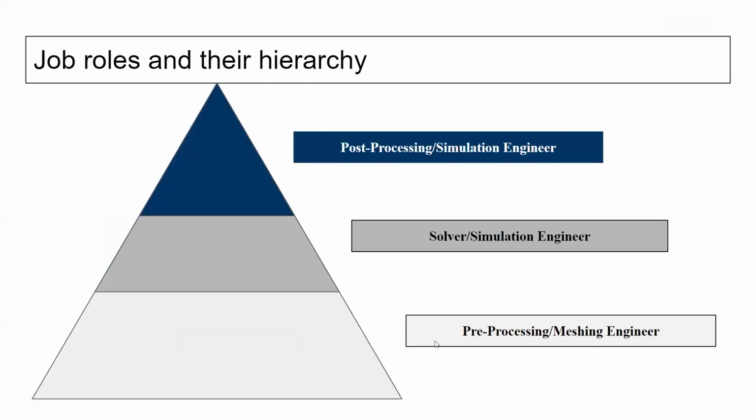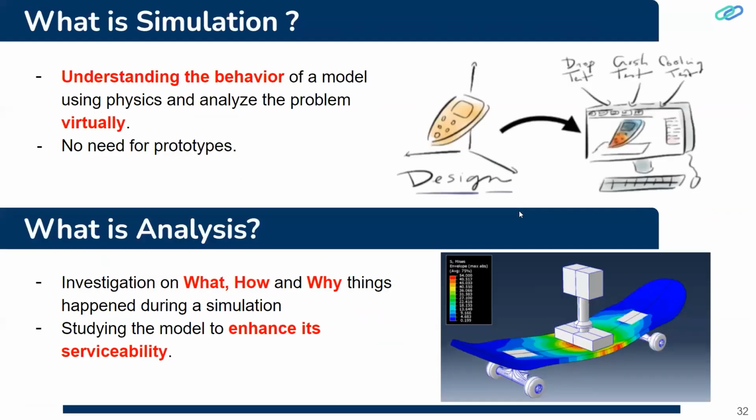So, job roles and hierarchies. This is where a pre-processing engineer is, and then the next level is solving engineer, and then the next level is post-processing or simulation engineer. Now we talked about simulation, sir. So what exactly is simulation?